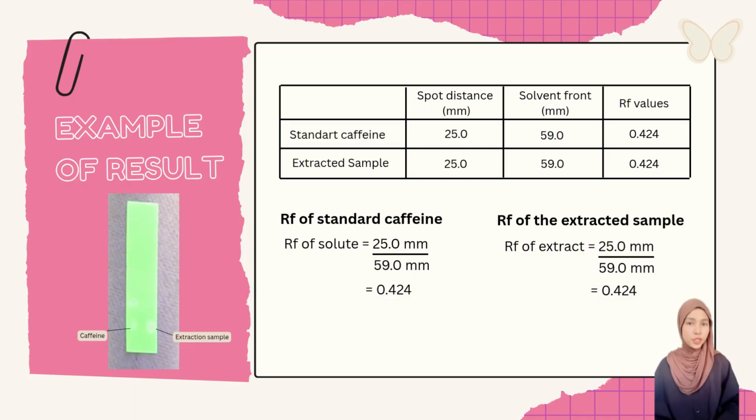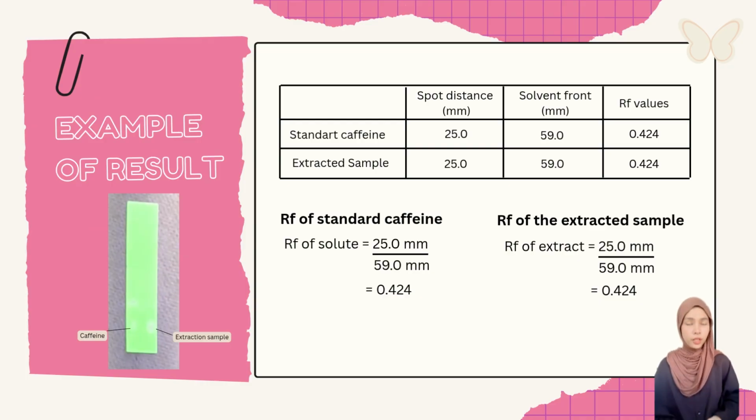To turn this measurement into a standardized value, we calculate the retention factor, or Rf value, by dividing the spot distance by the solvent distance. And from the calculated data, it shows that both the standard caffeine and the extracted caffeine have the same identical Rf value, which is 0.424.